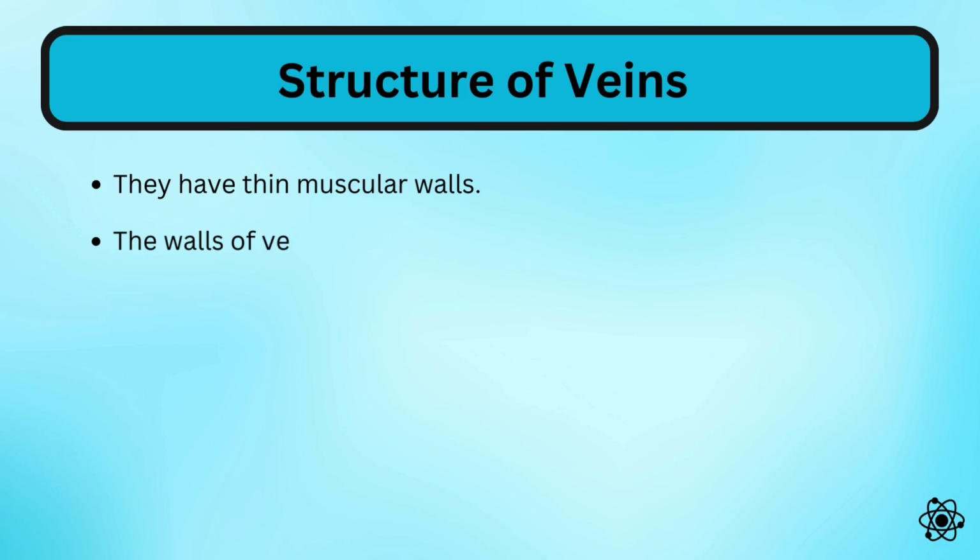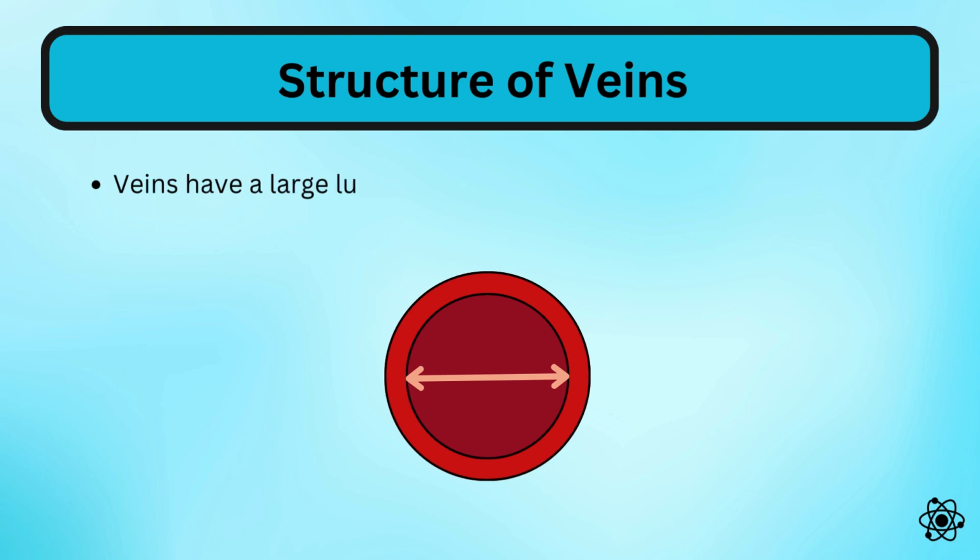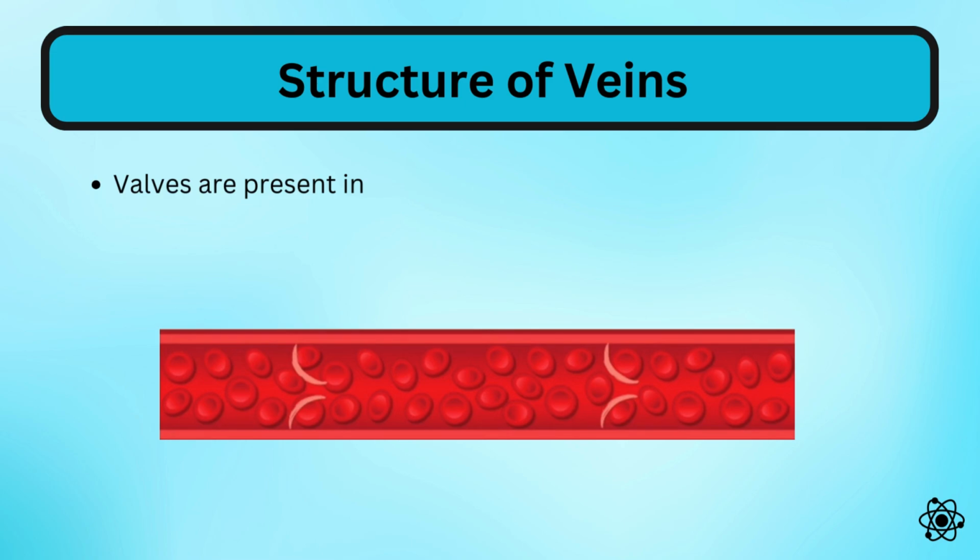The walls of veins have little elastic fibers since not much is required for the low blood pressure. Veins have a large lumen. Valves are present in veins to prevent blood backflow.